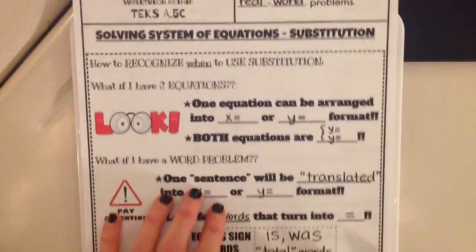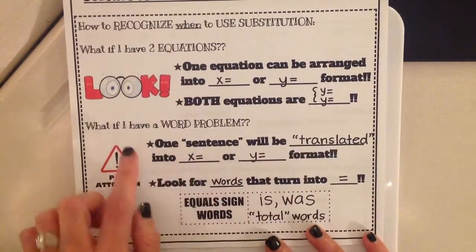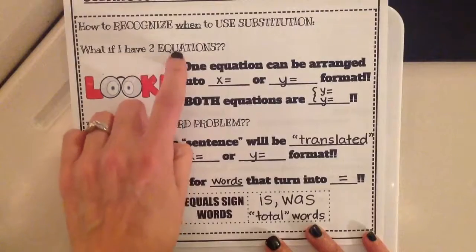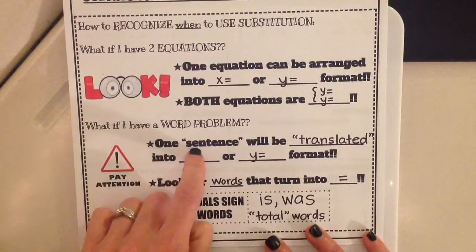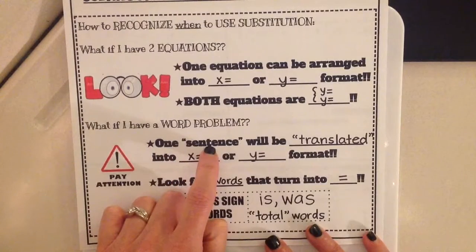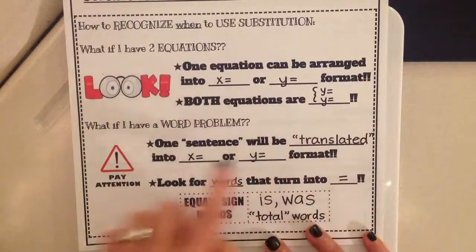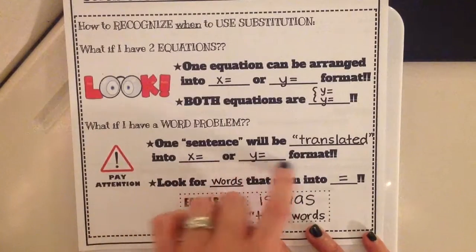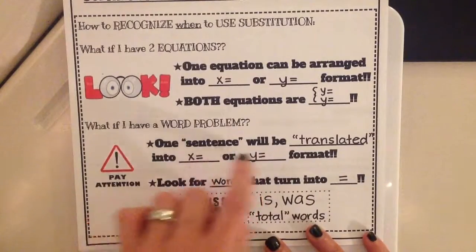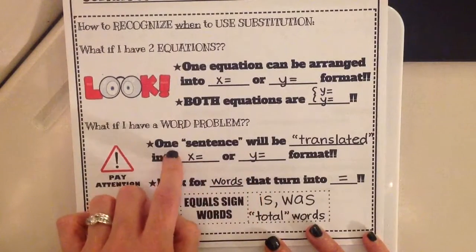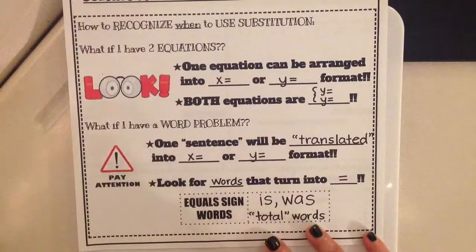Okay, what if you're given a word problem? Because sometimes you're not going to be given the two equations for the system. You are going to have to write that yourself. So what you're going to be looking for is one sentence of your system, one of those equations, is going to translate into x equals or y equals format. You're going to notice that one of your variables is alone, either before the equals or after the equals.